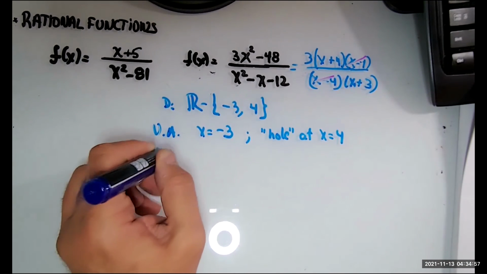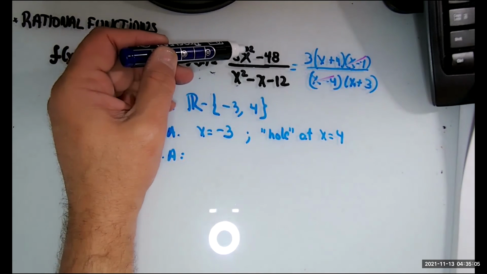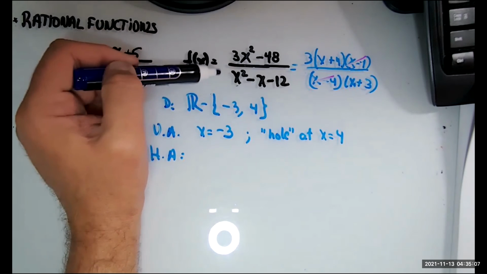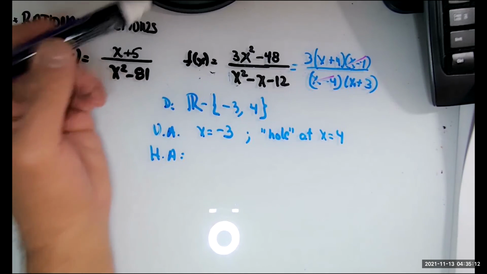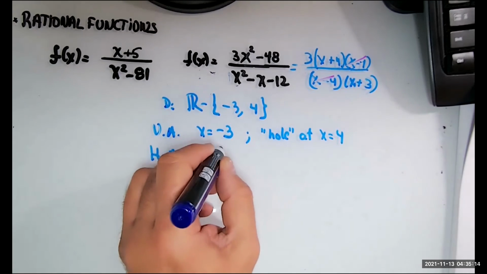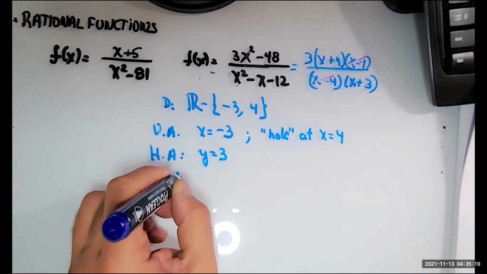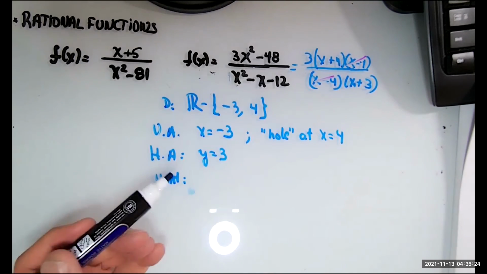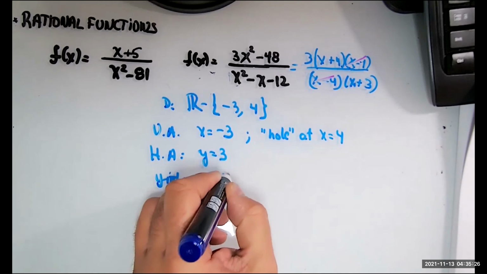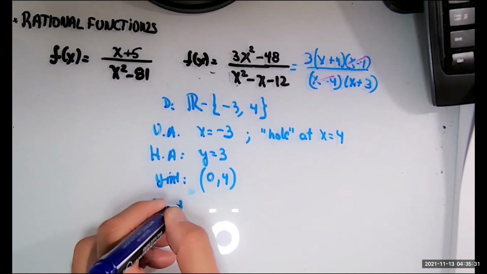HA, do we have any? Yes or yes? Degree here is 2, degree here is 2, same degree. We need to look at the lead coefficient. This is an invisible 1, 3 over 1 is 3, so HA at y equals 3. We have the y-intercept. Well, the y-intercept is when x equals 0. The y-intercept will be 0, 4.